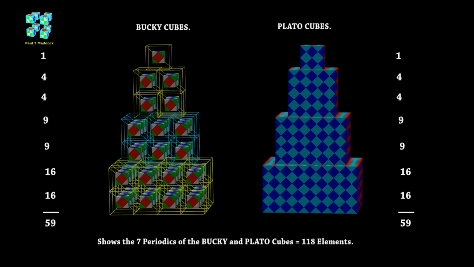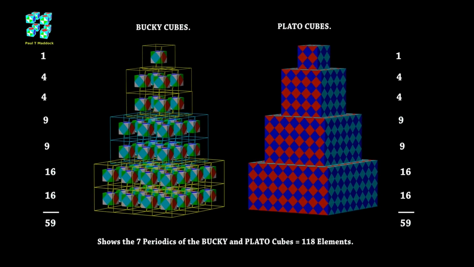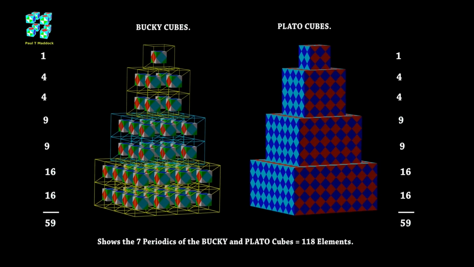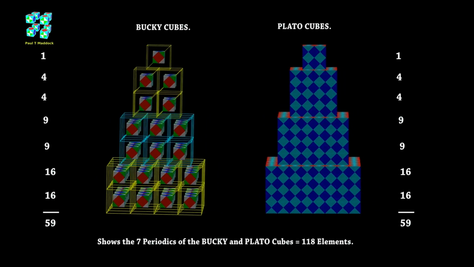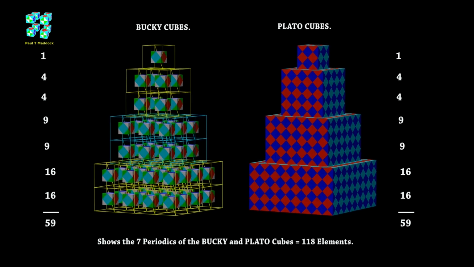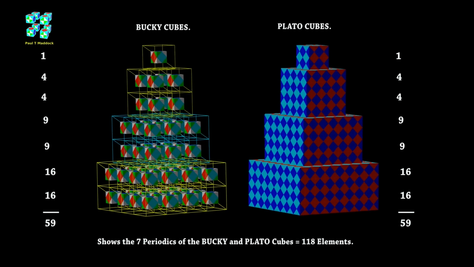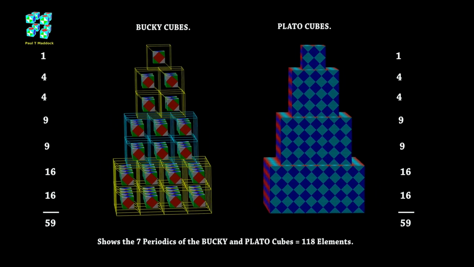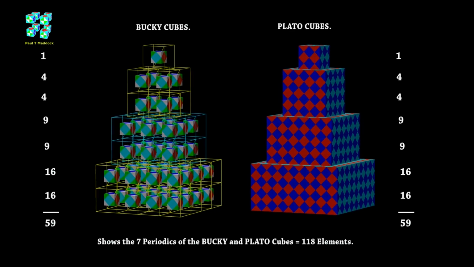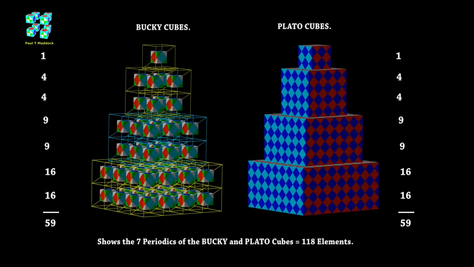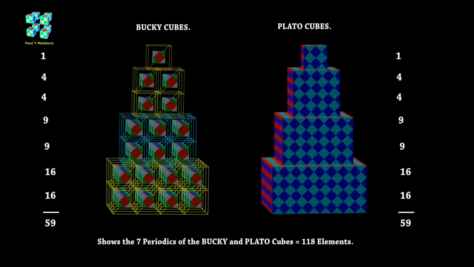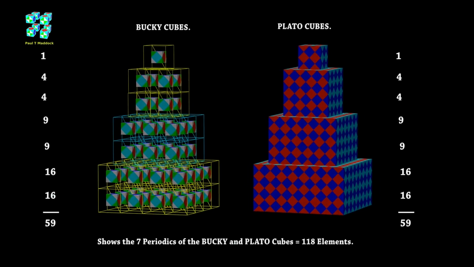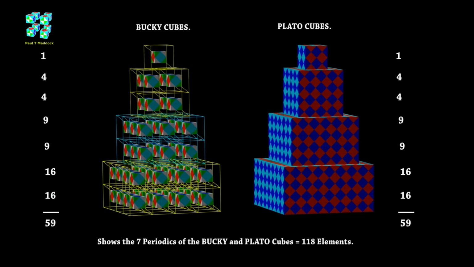Now in front, I'm showing you the periodics of the Bucky Cube and the Plato Cube. They are integrated geometry, but you see the 1, 4, 4, 9, 9, 16, 16 come to 59, and it's the same with the Plato Cube. So when we add the two 59s together, we get 118 elements.